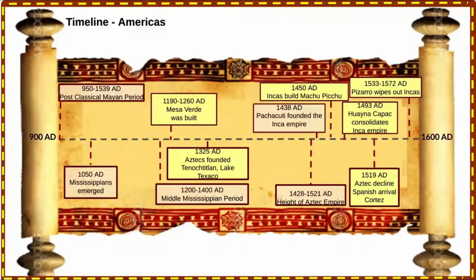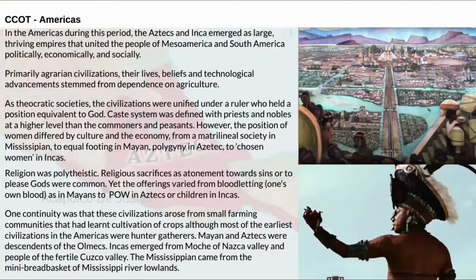1493 AD, this began as a small tribe, and through strong alliances and military alliances, they gained land. Huayna Capac consolidated the Inca Empire into 4 provinces, each with its own governor. In 1519, the Aztecs fell to Hernando Cortez, and in 1533, the Incas fell to Francisco Pizarro. Aiding the conquistador attacks were starvation, disease, and civil wars.